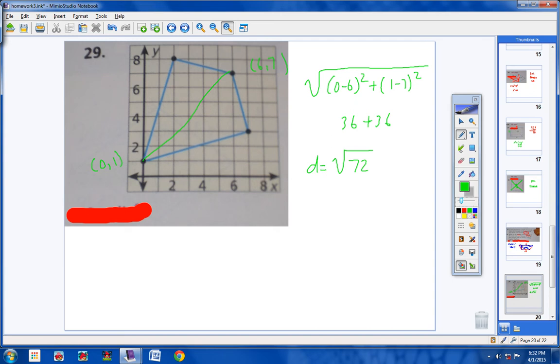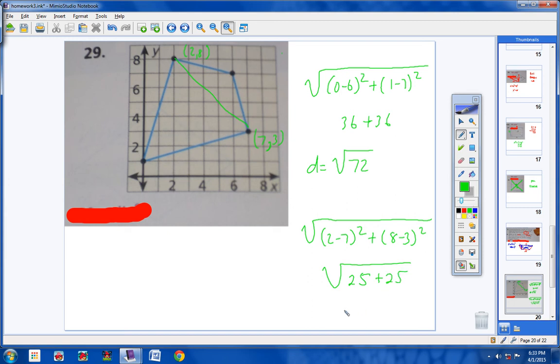That's one diagonal. Now let's find the length of the other diagonal. So here it is right here. And of course, like I had before, this is (7, 3) for the ordered pair, and this ordered pair here is (2, 8). So using our distance formula, x minus x would be 2 minus 7 quantity squared plus y minus y would be 8 minus 3 quantity squared. So we would have 25 plus 25, which would be the square root of 50. So there are my two diagonals.